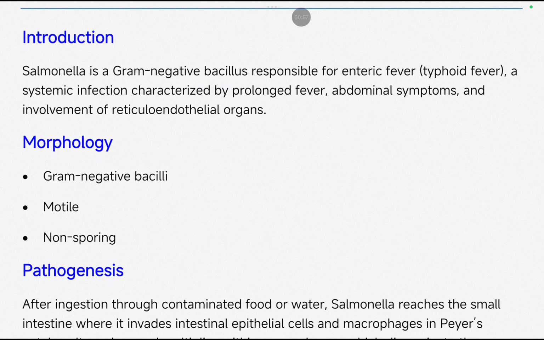What is the morphology? Most of the bacteria causing enteric fever are gram negative. This is a trick to remember. So gram negative. And what does Salmonella do? It spreads. So how would it spread? Because it is motile and non-sporing. So three important characteristics: gram negative bacilli, motile and non-sporing.